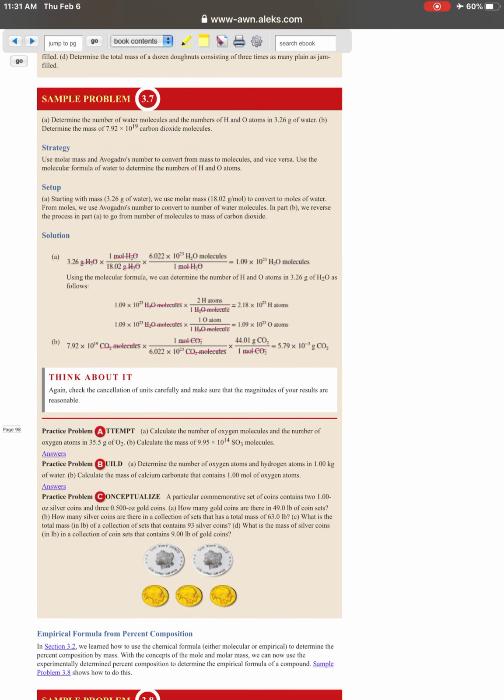We're going to go to the next step now. We're now going to combine all the 4 calculations, mass, moles, and number of atoms or molecules. Part A. Determine the number of water molecules and the number of hydrogen and oxygen atoms in 3.26 grams of water. Let's just take part A first. Notice what we're given here. We're told 3.26 grams of water.